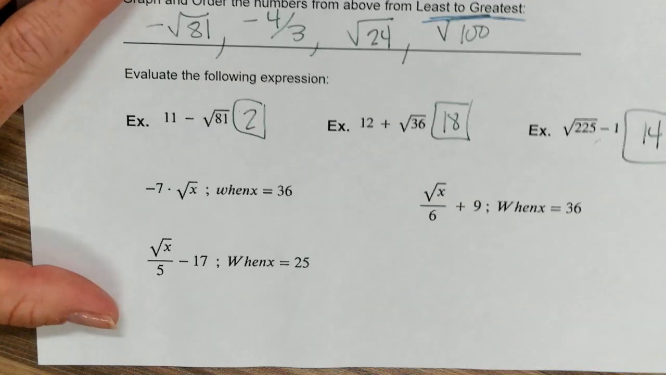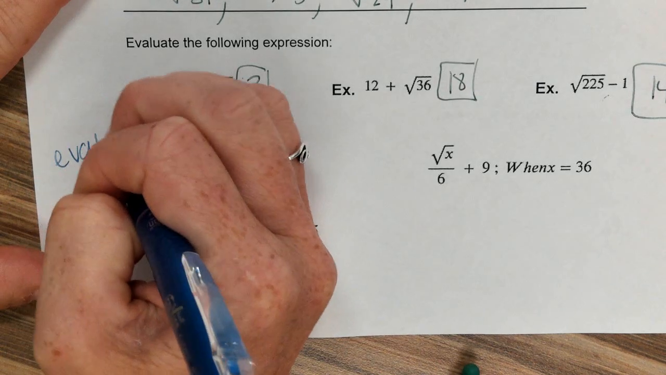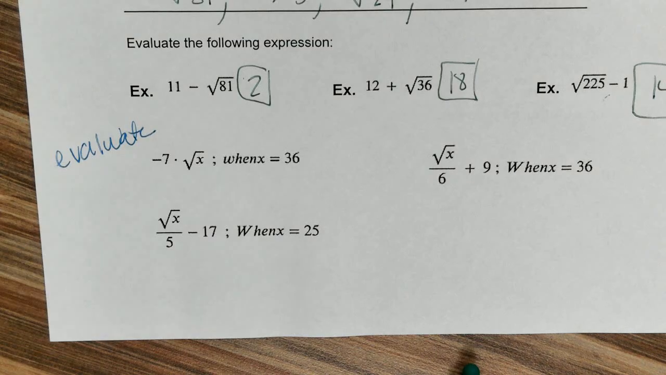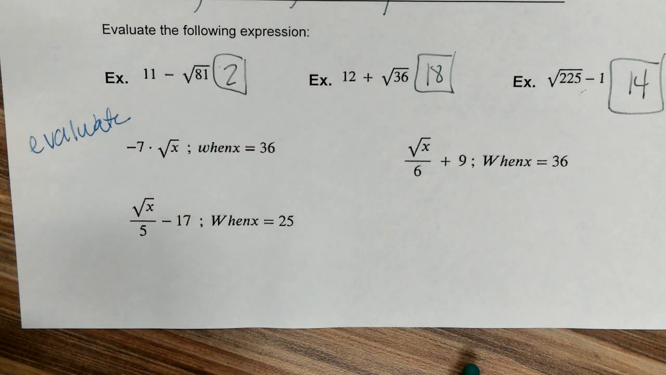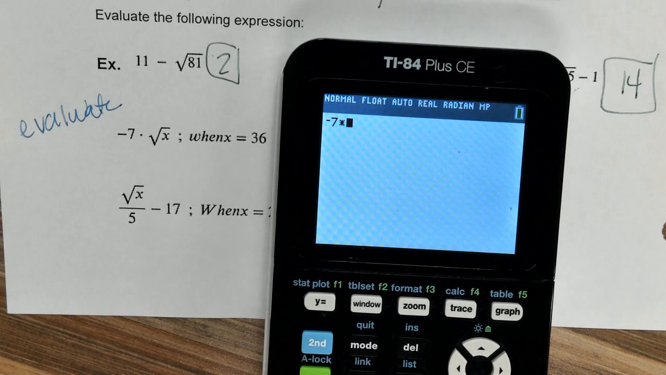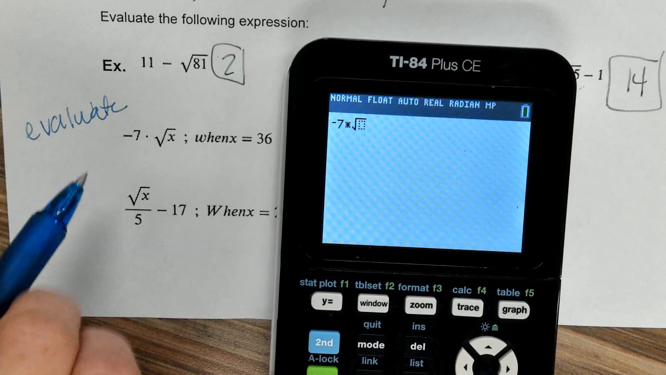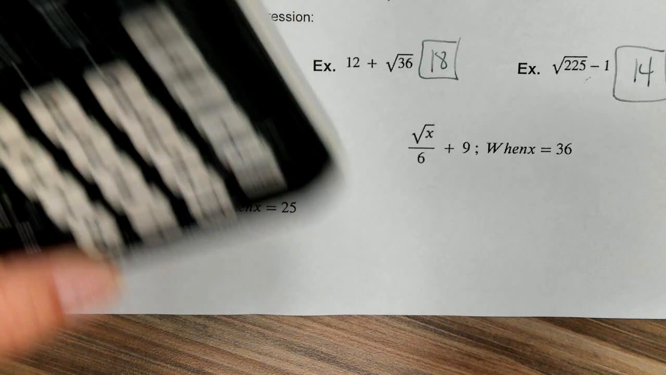All right, now we're going to evaluate. Write that here, evaluate. What does evaluate mean? That means they're going to give us the value of x or y or whatever variable it is. It says, what is negative 7 times the square root of x if x is 36? So I simply say, okay, well, what is negative 7 times the square root? Instead of x, I'm going to put 36, and my answer is negative 42.